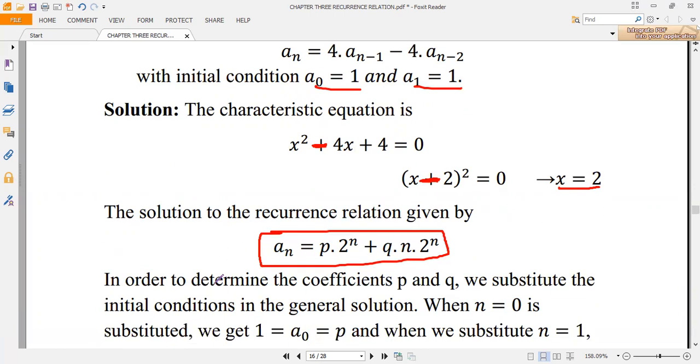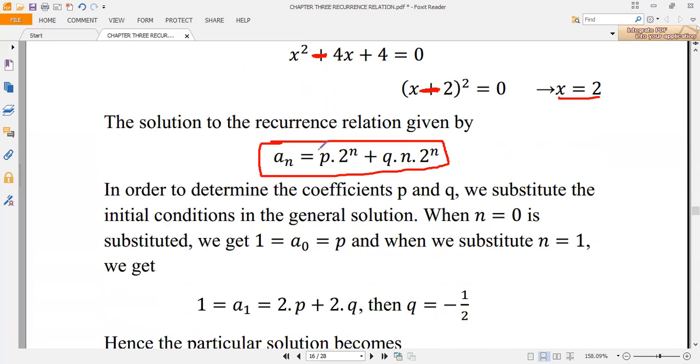Now, in order to determine the coefficients p and q, we can substitute the initial conditions which are given or associated with the recurrence relation. When n is equal to 0, substituting n equals 0, you'll get a0, and a0 is clearly 1. So 1 is equal to p times 1 plus q times 0, which is 0. When you're substituting 0, this term becomes 0. So 1 is equal to p. So the p value is 1.